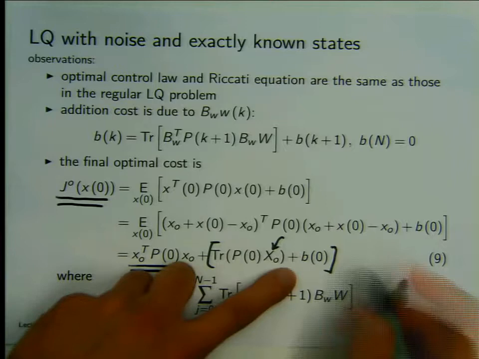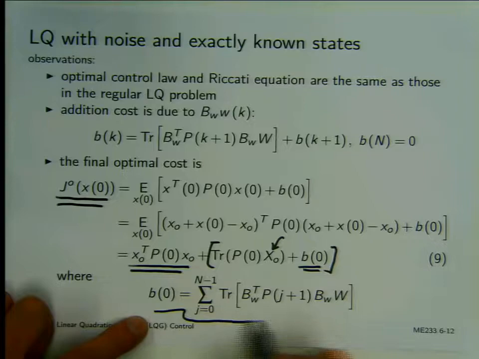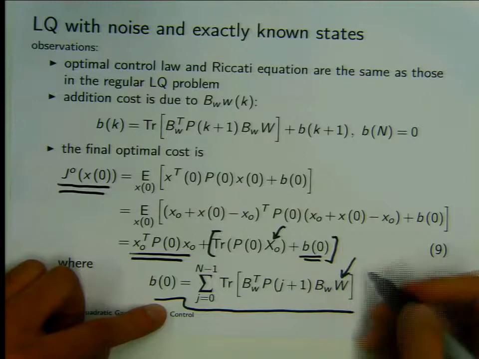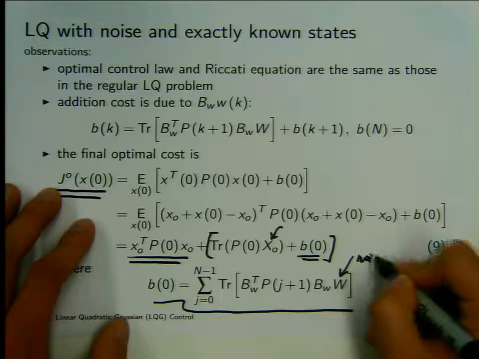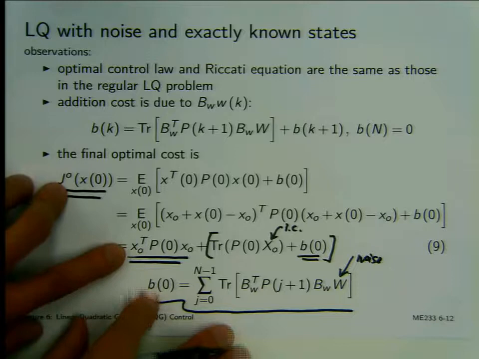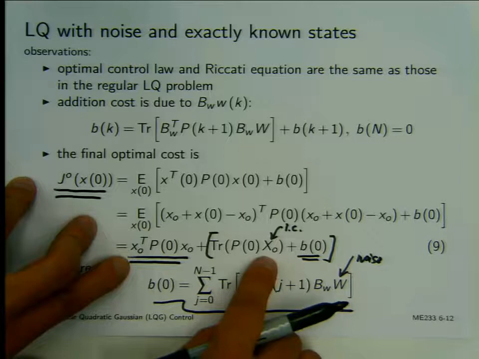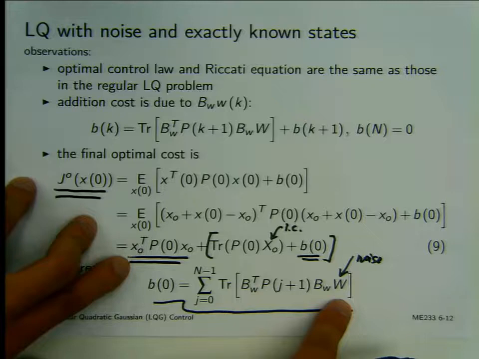I will first explain the result, and then I will derive why this equation makes sense. So the second term here, you see, is exactly due to the contributions of the state noise. So this is for noise, and this is for initial condition. So it makes perfect sense. The optimal cost in this case is going to be the cost in the standard LQ problem plus the additional cost we have to pay due to the randomness of the initial condition and the cost due to the state input noise. Okay?